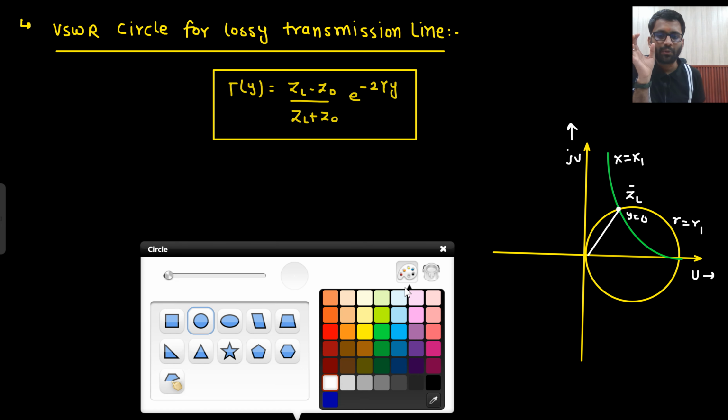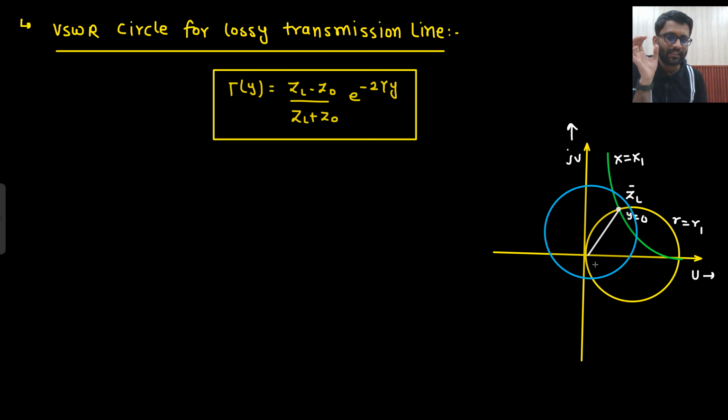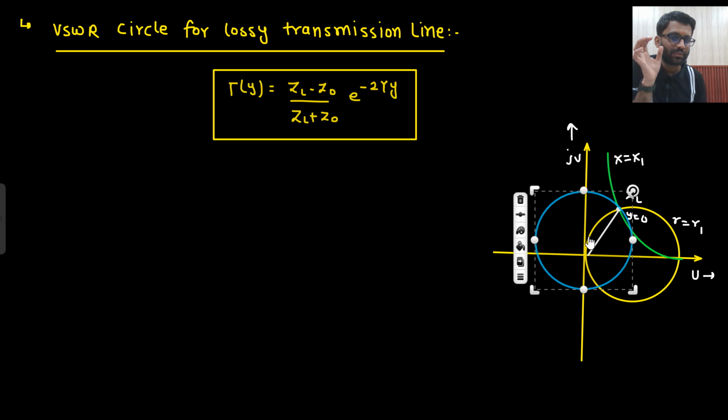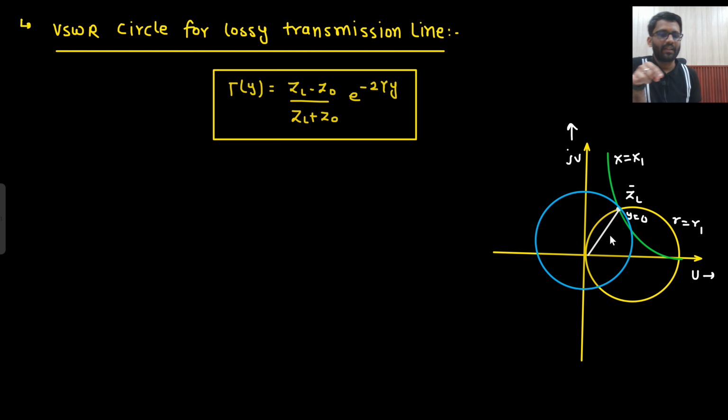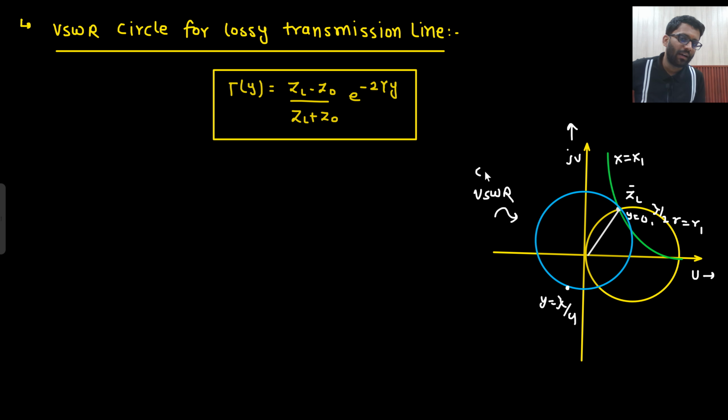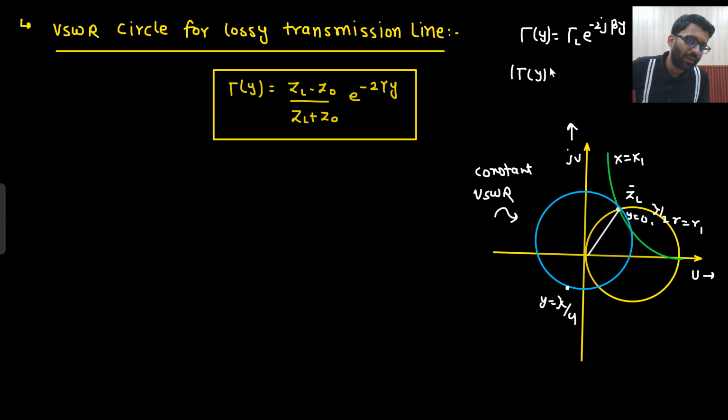So we used to draw a circle and call that circle the constant VSWR circle. Why was it a constant VSWR circle? Because as we walk on the transmission line, this was Y equals 0, this would be Y equals lambda by 4, and then again Y equals lambda by 2. We called it constant VSWR circle because the mode of gamma was constant. Why was it constant? Because for a lossless line, gamma Y was gamma L e to the power minus 2j beta Y. So you can see that mode of gamma Y is always equal to mode of gamma L only.